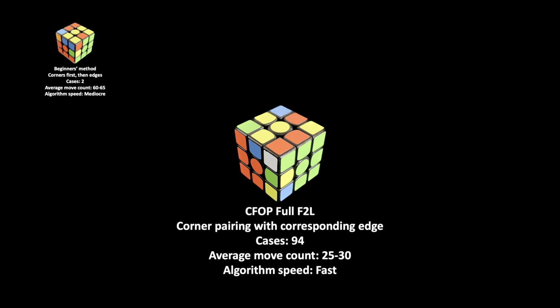In full CFOP F2L, you would pair the corner with its corresponding edge, and then insert the pair. There are 94 cases, and the average solver can do CFOP F2L in 25 to 30 moves. The algorithms are pretty fast.